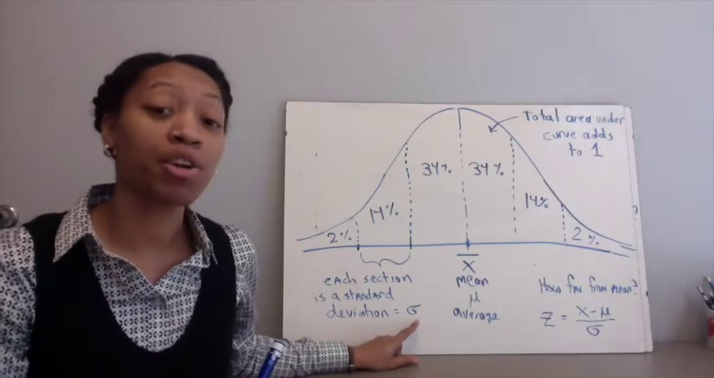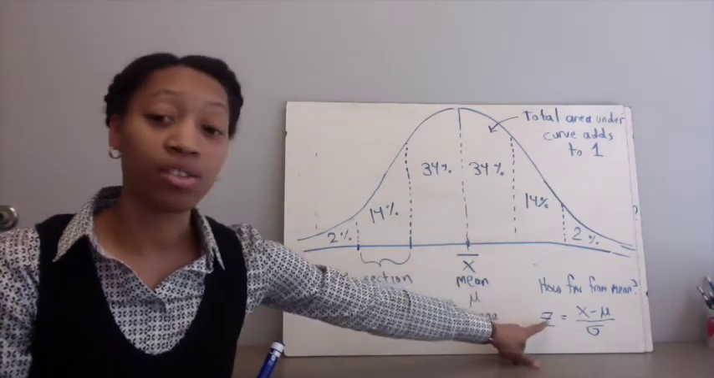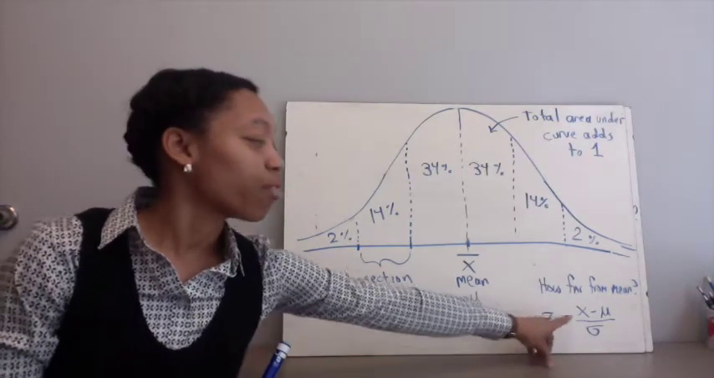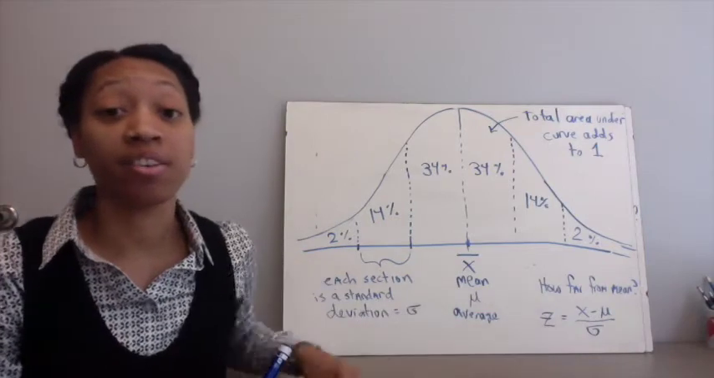And the symbol for standard deviation looks like this. We can also measure how far things are from the mean by finding the z-score, which is whatever value you have minus the mean divided by the standard deviation.